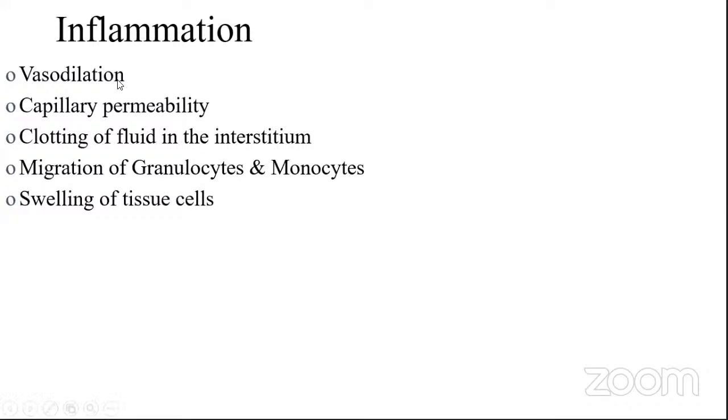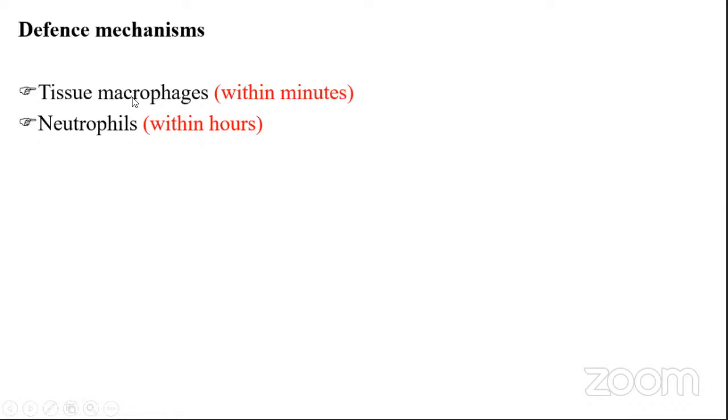In inflammation, there is vasodilation, increased capillary permeability, clotting of the fluid in the interstitium, migration of granulocytes and monocytes, that is neutrophils, and then swelling of the tissue occurs. So that's all inflammation. Regarding the defense mechanism, tissue macrophages act within minutes, neutrophils within hours.